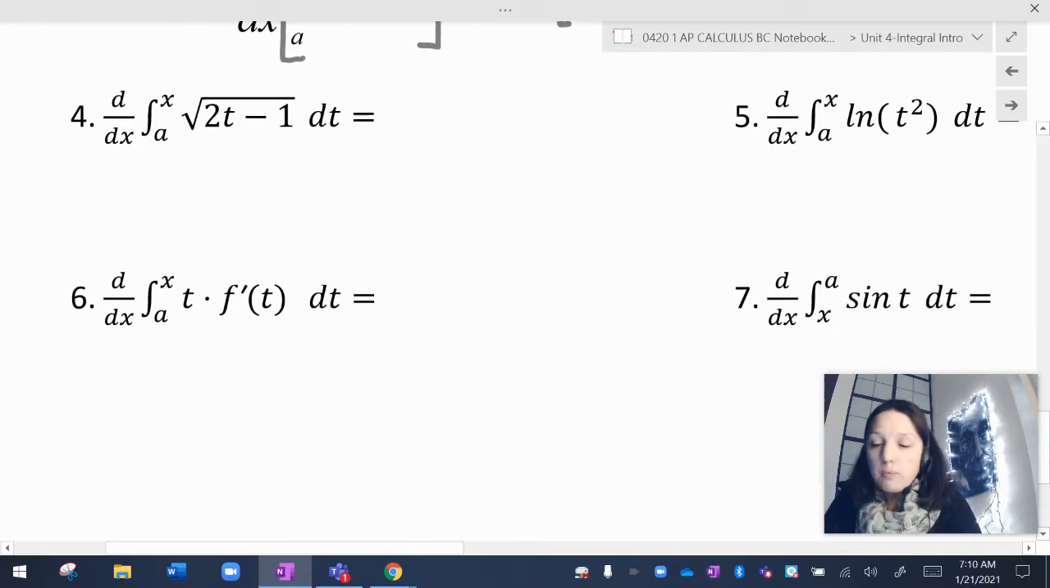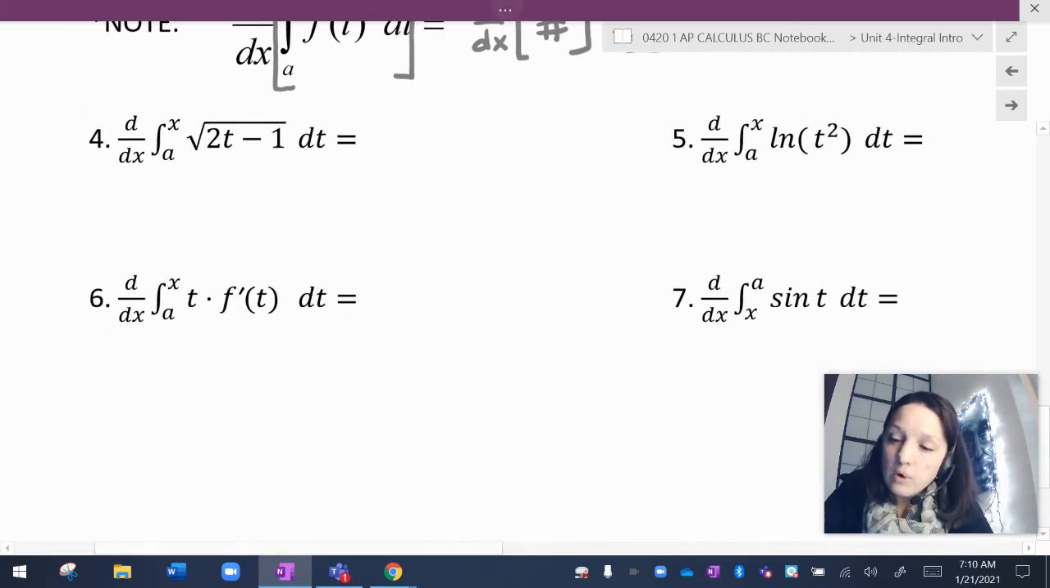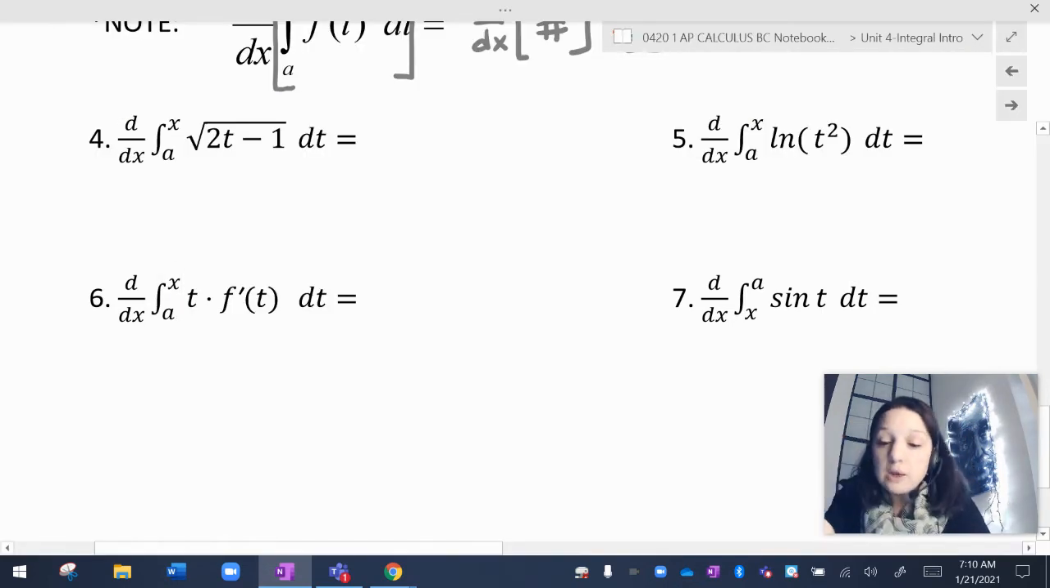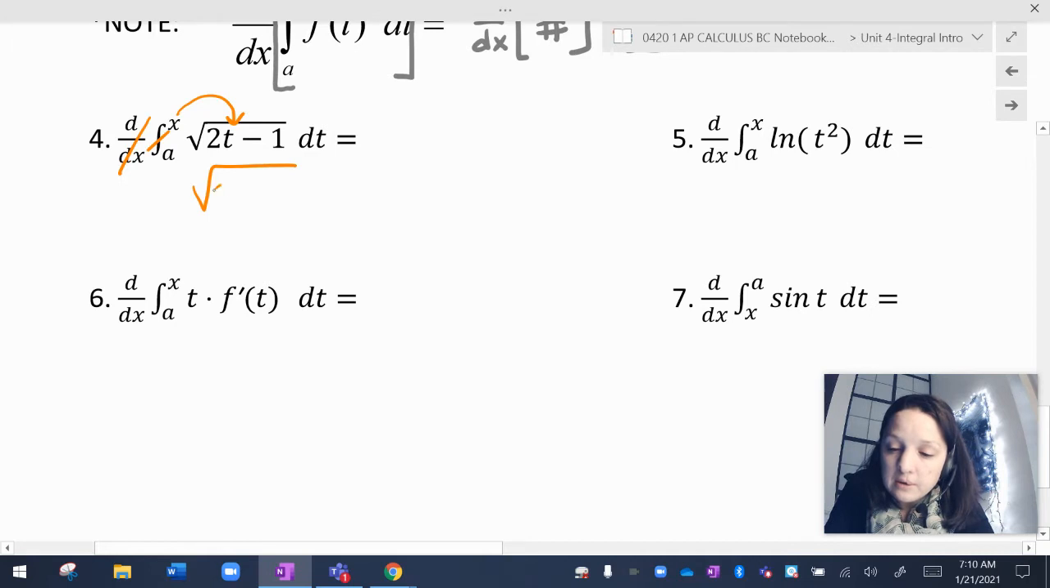Okay, a couple more down here. On number 4, I want a different color. Gray is boring. Let's do orange. The integral from a to x, d dx. Okay, I have that thing again. The derivative and the integral cancel. The x drops in for the t.